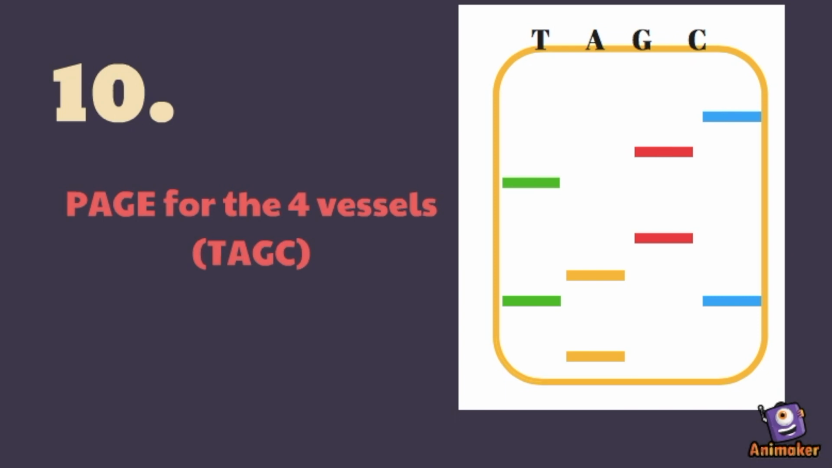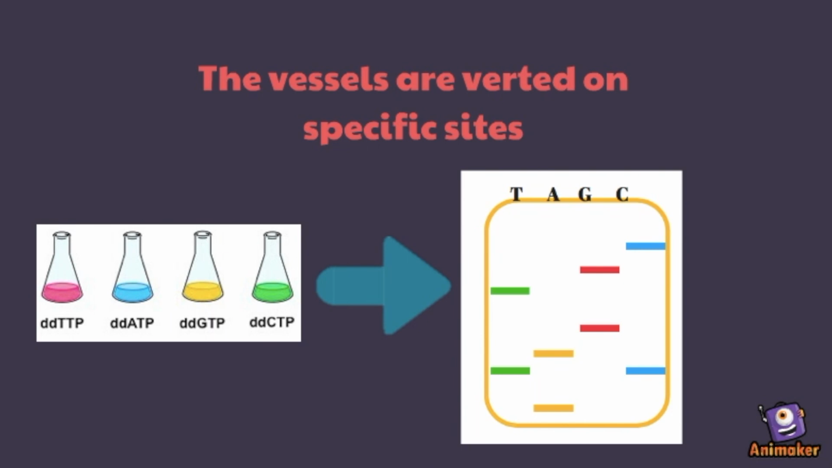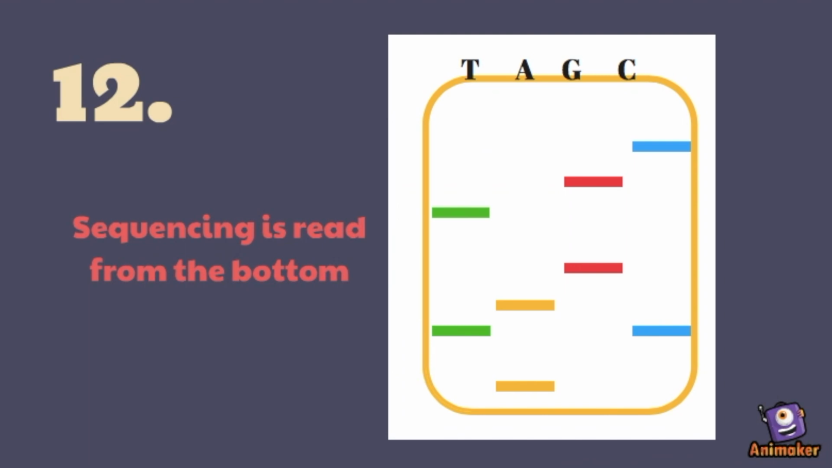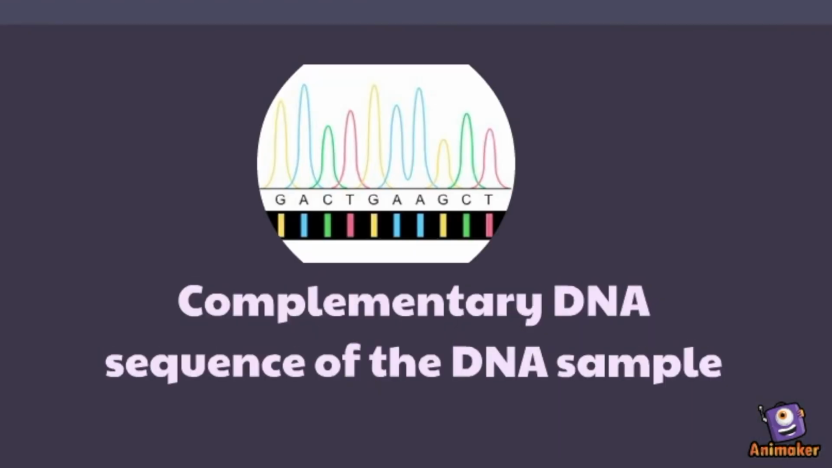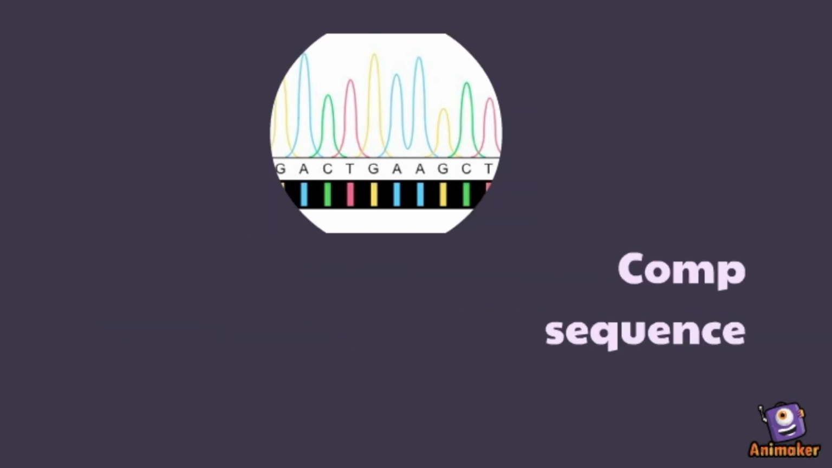Polyacrylamide gel electrophoresis is used for the DNA sequencing. Each vessel is loaded on one specific site of the polyacrylamide gel. Then, the sequence is read from the bottom of the polyacrylamide gel. This results in a complementary DNA sequence of the DNA sample.